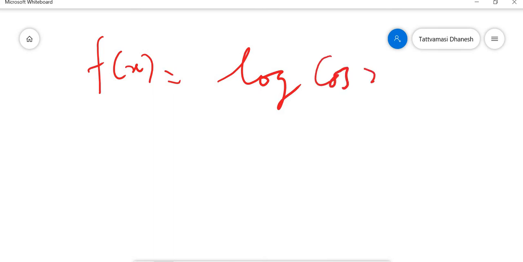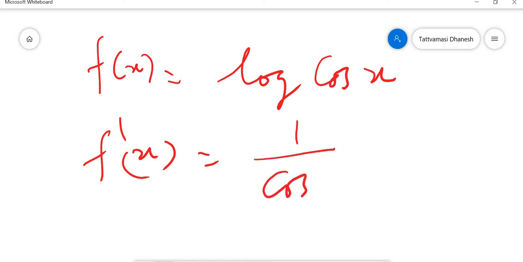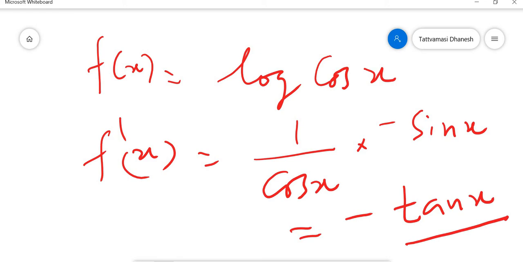I will give you another one. f of x is equal to log cos x. Then f dash x: first we address the outer function, log. The derivative of log cos x will be 1 by cos x into the derivative of cos x, which is minus sin x. Sin by cos is tan, so minus tan x is the answer. This is the derivative of log cos x when we apply the chain rule.